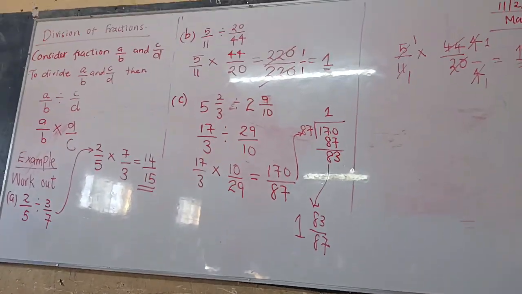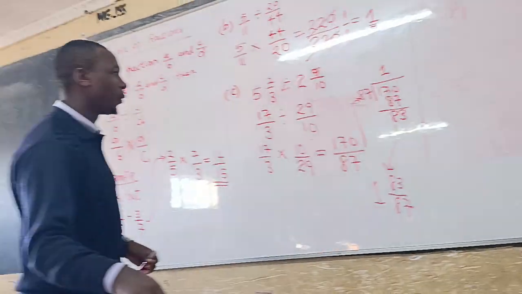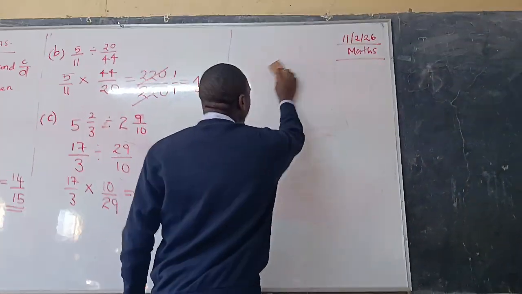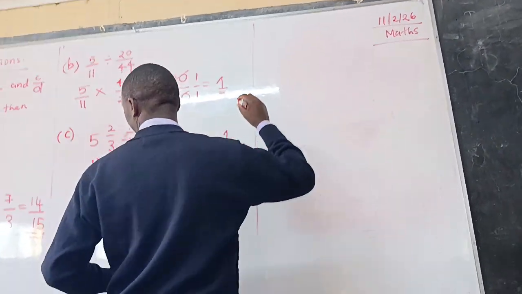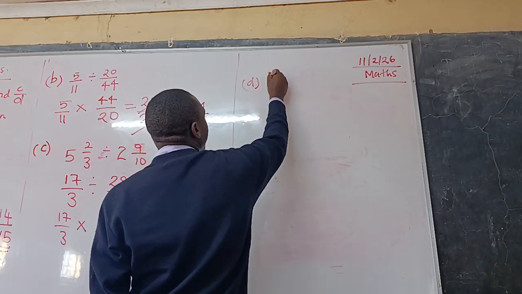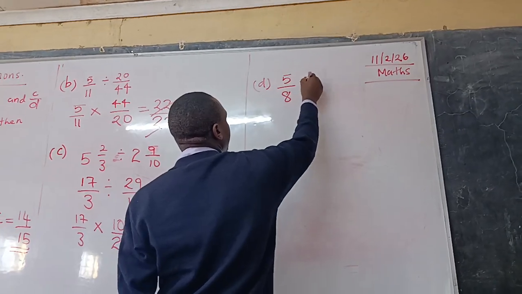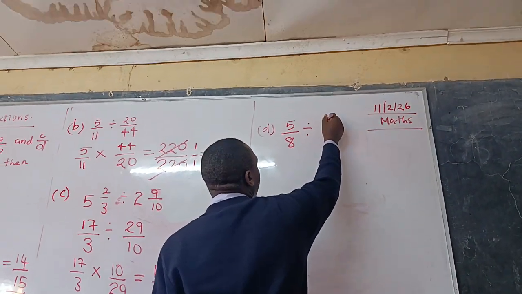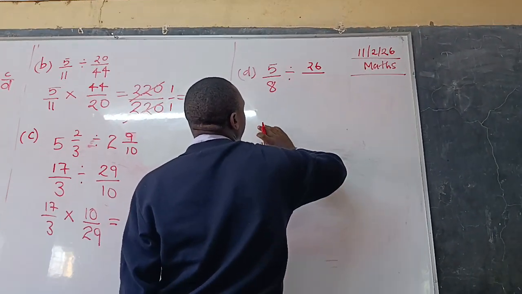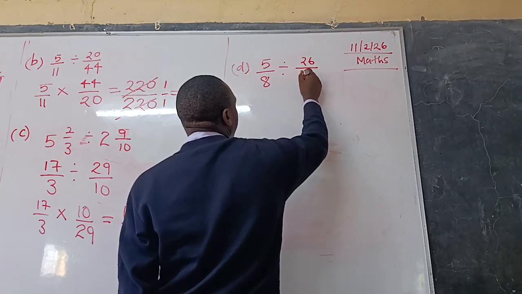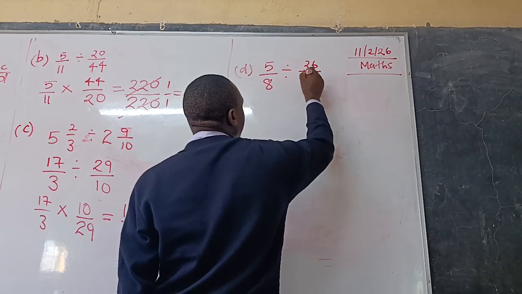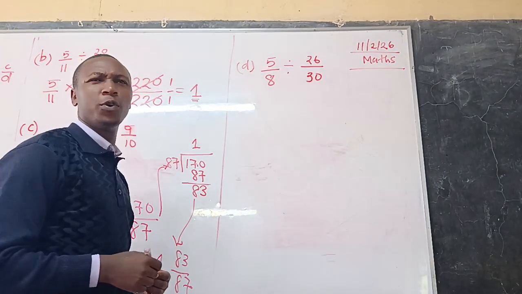So that's it. Let me give you your work to try. Now try this on your own so that I see how you do it. The first one is going to be easy. This is D. Do this: 5 over 8 divided by 26 over 40.